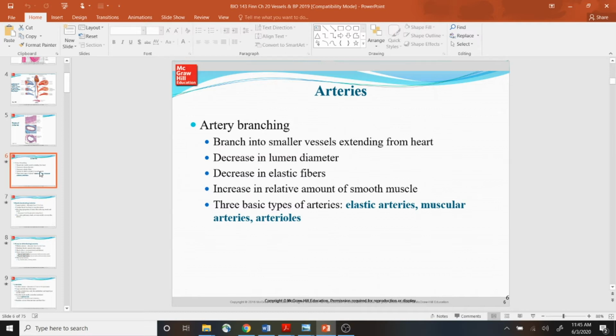So there's three basic types of arteries. And as we talked about, they branch into smaller vessels extending from the heart. There will be a decrease in lumen diameter as we look at these, a decrease in elastic fibers, and an increase in the relative amount of smooth muscle. And we'll see why physiologically later in the chapter.